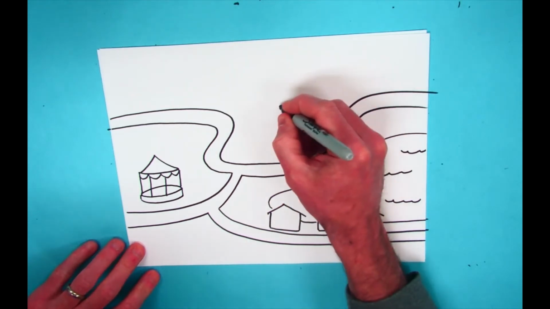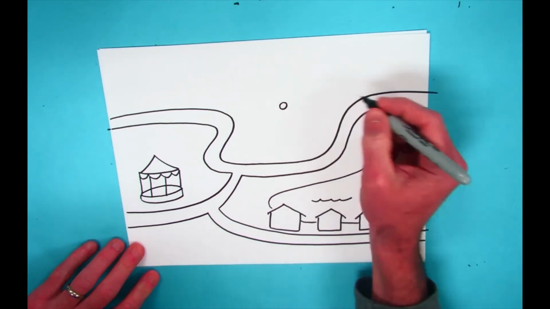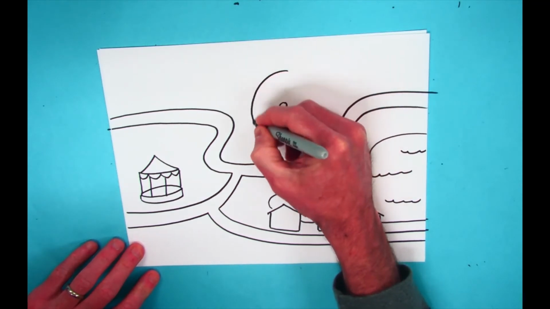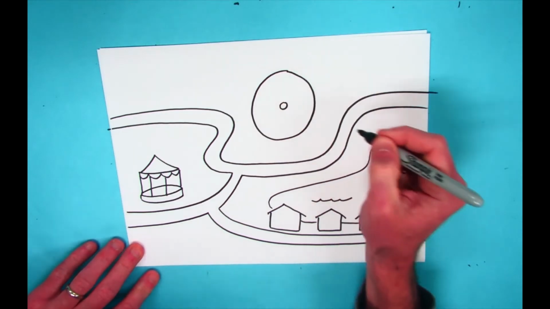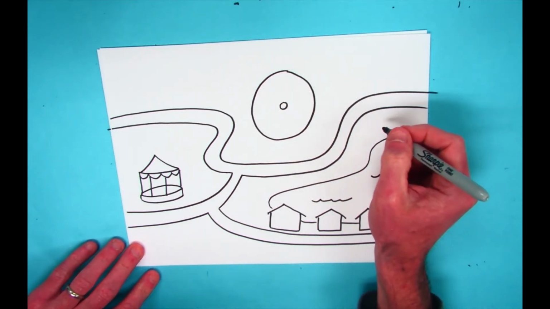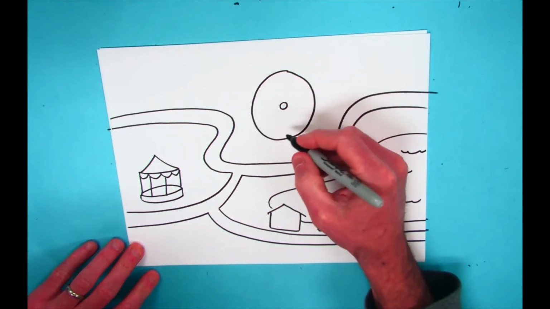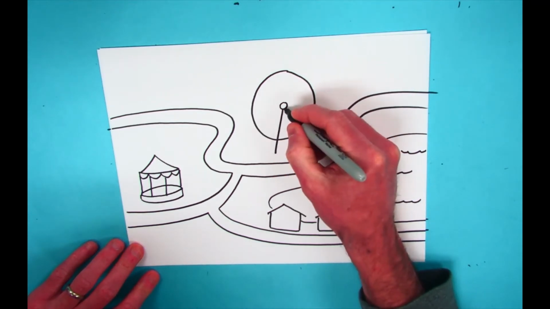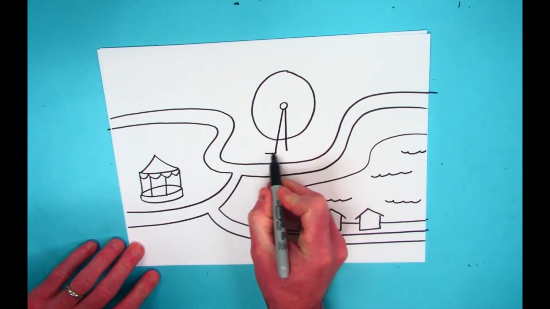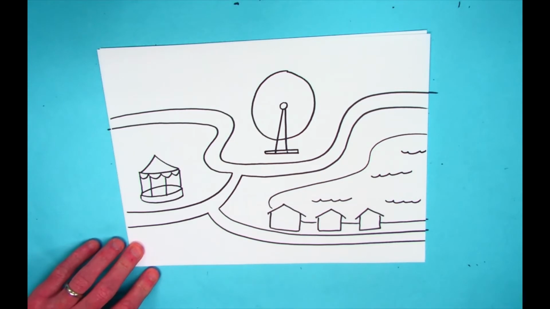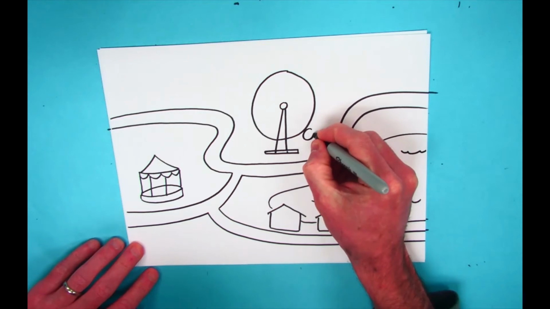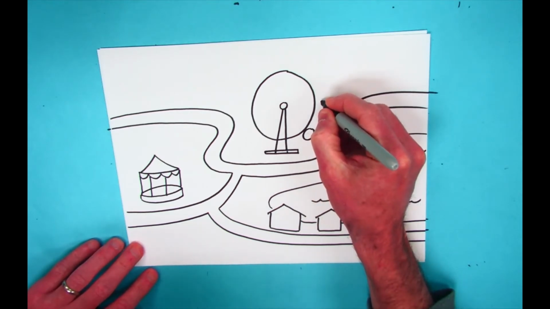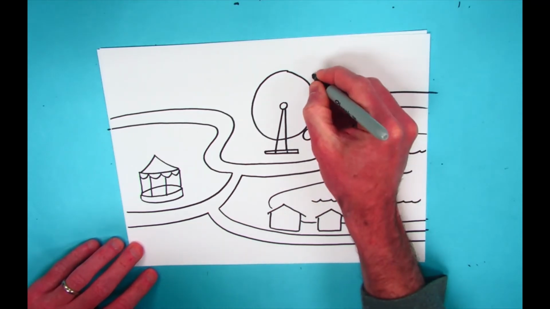Now, another thing that all amusement parks have is a Ferris wheel. So I'm going to go ahead and draw a big circle around a little circle. And if it's not perfect, it's okay. You don't have to start over if it's not perfect. Okay. That kind of looks like a Ferris wheel there, except it's missing the places where you sit. So I'll draw some of those around the outside.